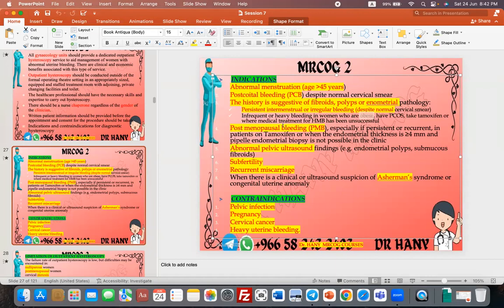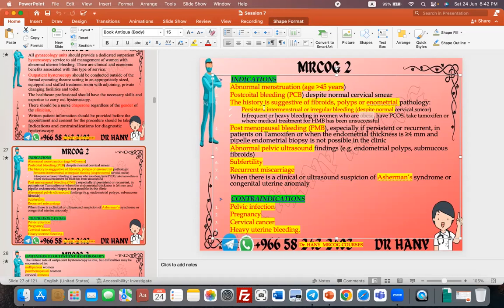If you have postmenopausal bleeding, especially if the patient is persistent or recurrent, on tamoxifen, or the endometrial thickness is more than 4, or there are abnormalities on the ultrasound, all these are indications for hysteroscopy.